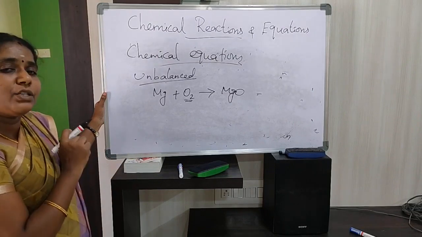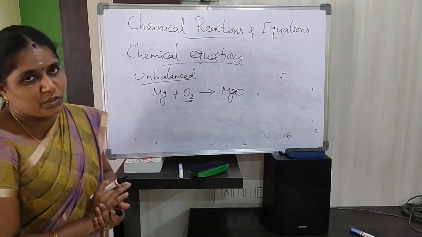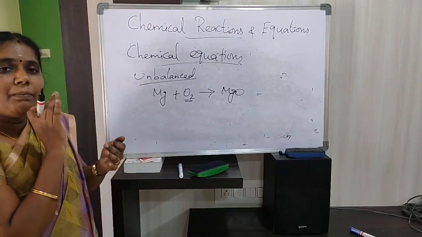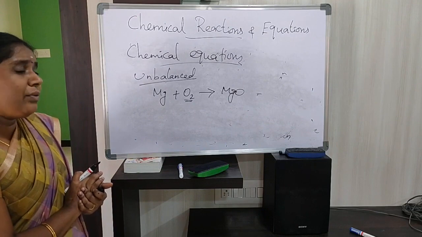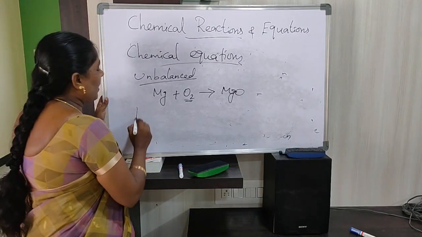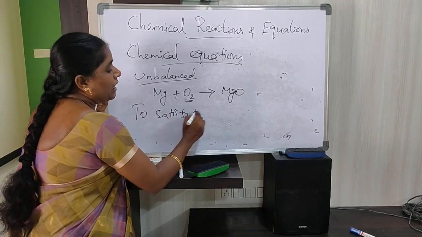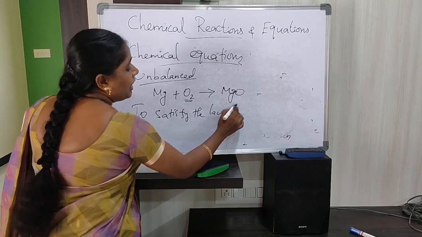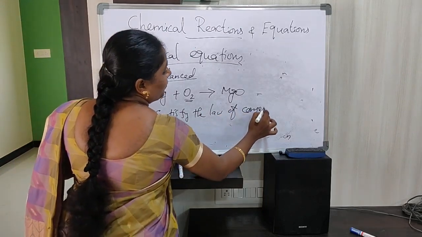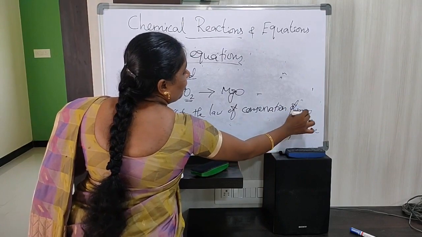First, you have to know why we need to balance a chemical equation. Why we need to balance a chemical equation? Because to satisfy the law of conservation of mass.